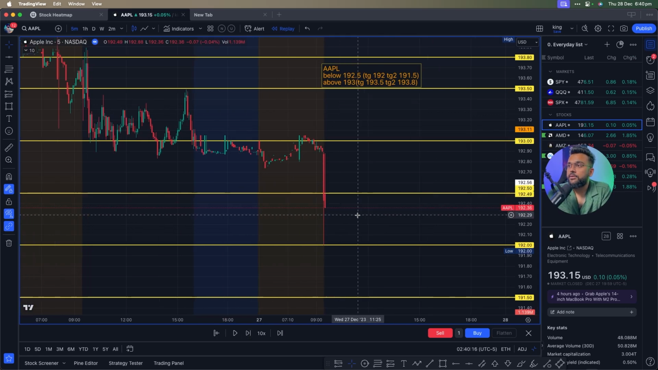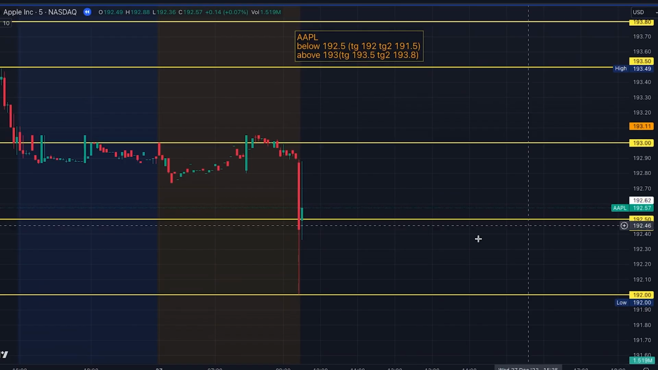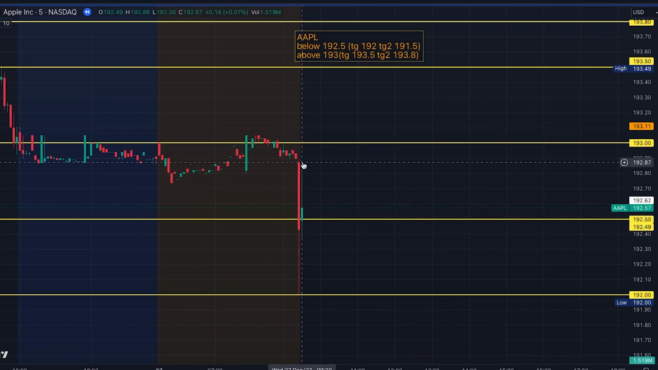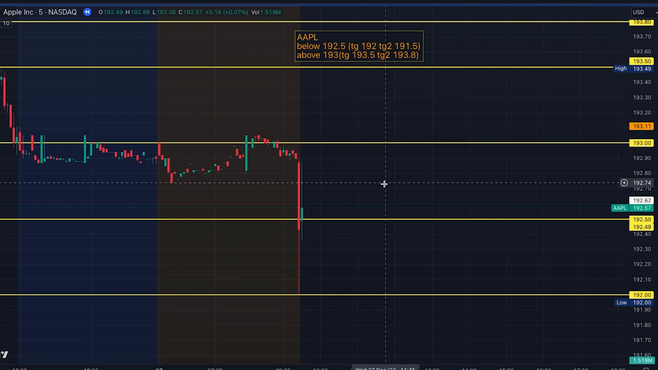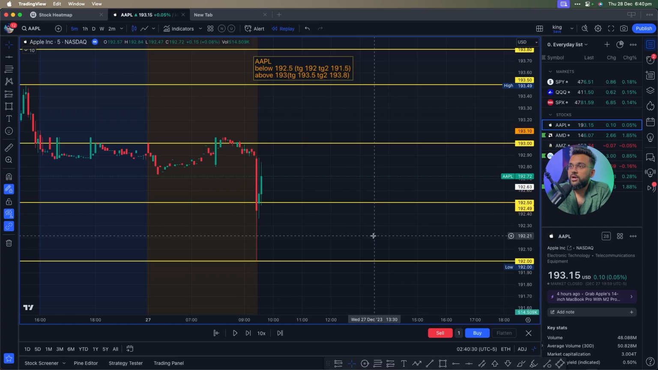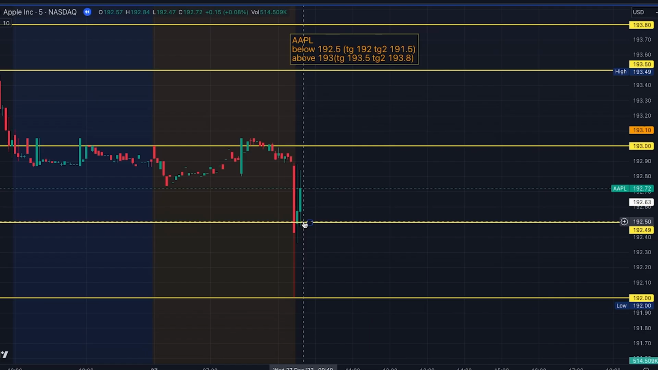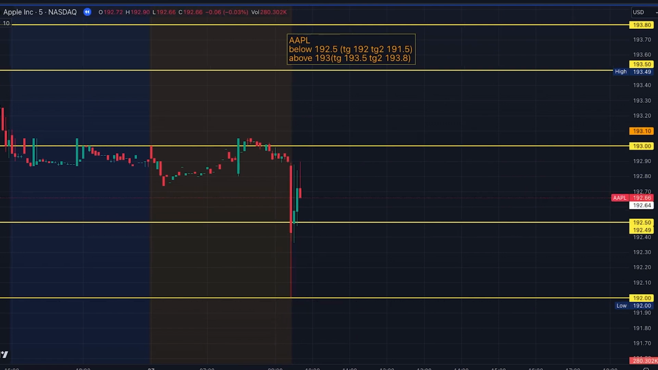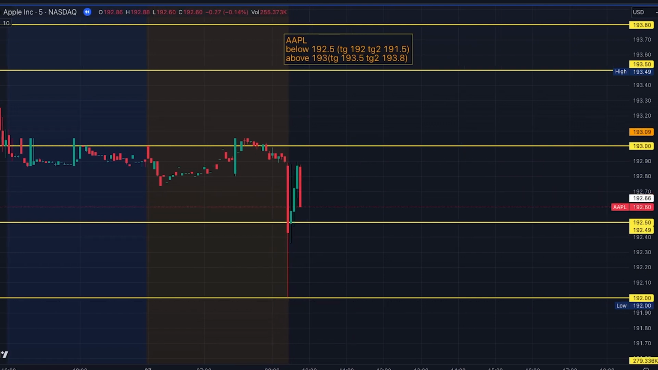Okay. Now the market opened. Look at this. This is where the market opened. What happened? It went from this level and tried to bounce. It never broke 193. It never broke 192.5 yet. So we are not in any play, right? It never broke 192.5. That's why we're not short yet. It never broke 193 yet. So we're not long yet. It's all about patience.